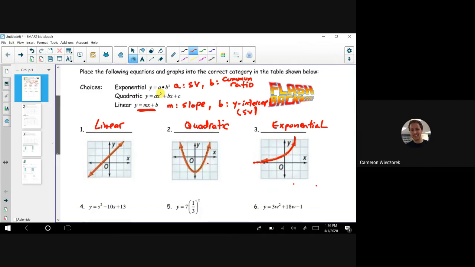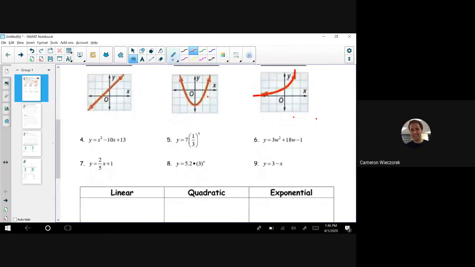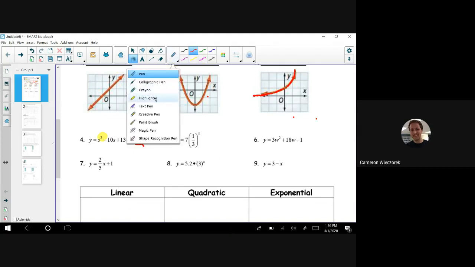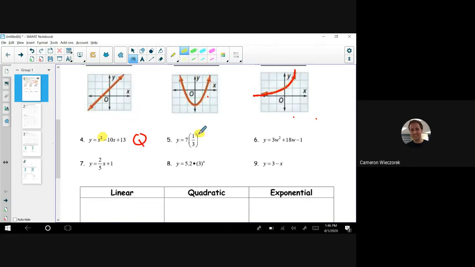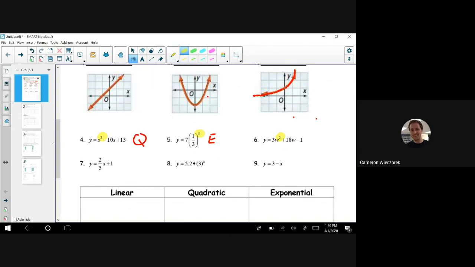How can you tell with the equation? Match it up with the formats that we have at the top. Number 4, what I notice is the highest power I see is 2. That makes that one quadratic. Number 5, the big giveaway in this one is the exponent that I see is x. Anytime x is my exponent, it's exponential. Number 6, very similar to number 4. Highest power I see is 2. This one's going to be quadratic.